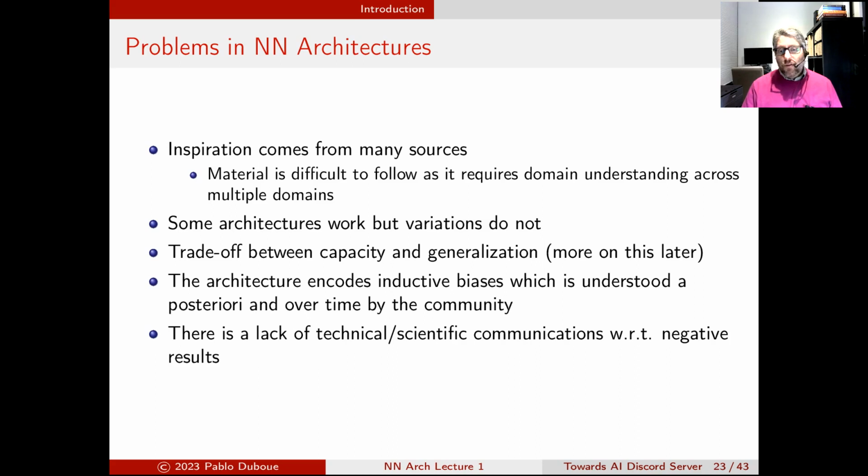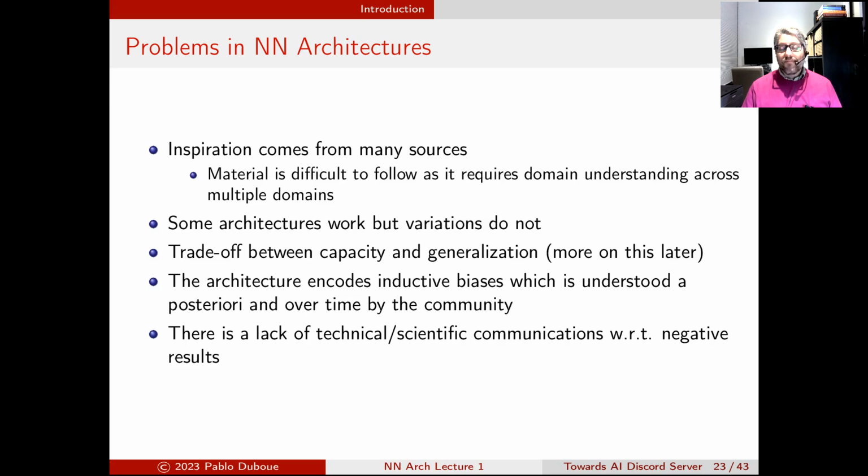Something also quite problematic in neural network architectures is that certain architectures work, but then the variations do not work. And that can be very counterintuitive. It's like, why, if I have more neurons here or fewer neurons here, does the system just not converge, or produce suboptimal results? So there is a trade-off between the capacity of the architecture and the generalization power. And we're going to see some examples in today's lecture.